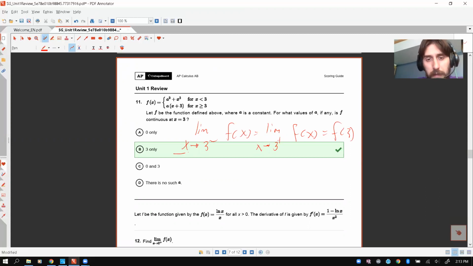To determine the limit as x approaches 3 from the left, we want values less than 0, which means we're going to use this function, a squared plus x squared.